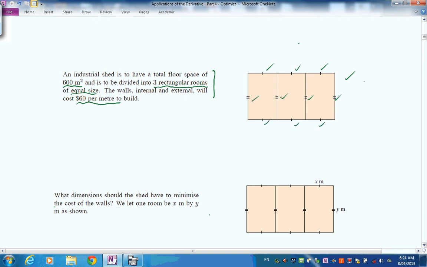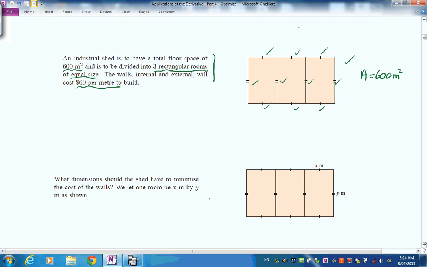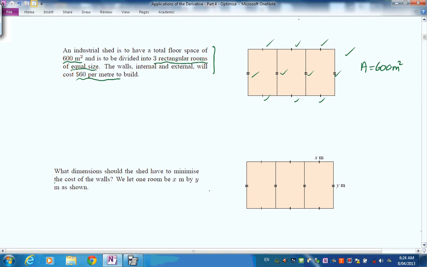And I would also put next to it, area is 600 square metres, so I don't forget that that is something that I will need to use. Okay, in this course, please keep in mind, we don't give you any extraneous information. So if that information is given, you will need to use it. So here's the problem down here. What dimensions should your shed have to minimise the cost of the walls? Minimise, I didn't underline that.